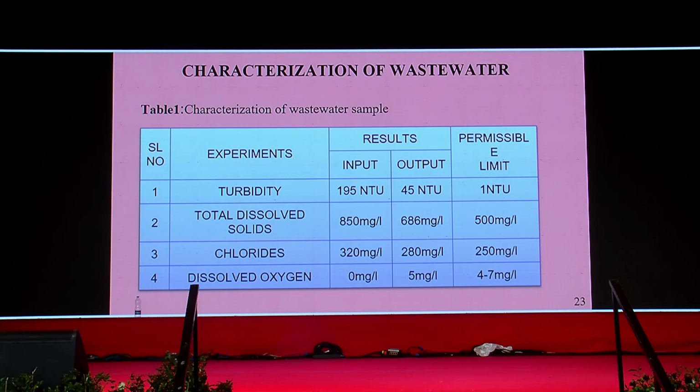Liter. And the chlorides we got from inlet we got 320 and from outlet we got 280. Dissolved oxygen from inlet we got it as 0 mg per liter and from outlet we got it as 5 mg per liter.